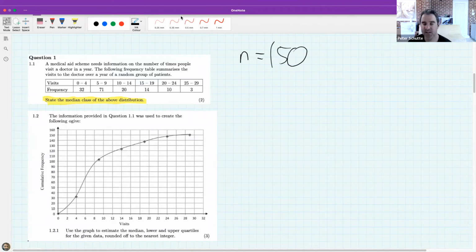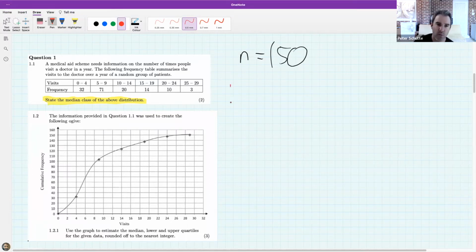The median is normally in the middle in terms of position. So if you're going from smallest to biggest, how do I find the median? What's the first step? I'll give you a hint: we always calculate the position of Q2. The position of Q2 would just be a half times n plus 1.